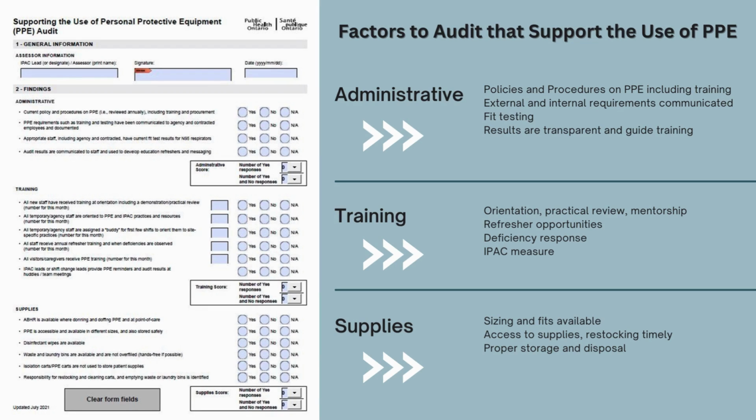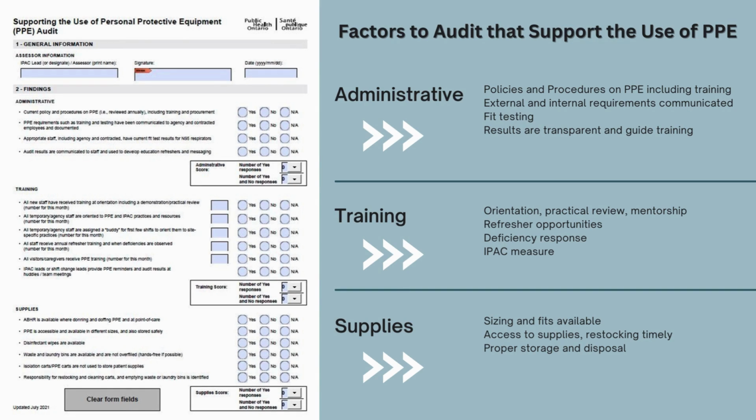Training factors include all new staff have received training at orientation, including a practical review. All temporary or agency staff are oriented to PPE and IPAC practices and resources, and are also assigned a more experienced staff for first few shifts. All staff receive annual refresher training and when deficiencies are observed. All visitors and caregivers receive training. And IPAC leads or shift change leads provide PPE reminders and audit results at regular huddles.